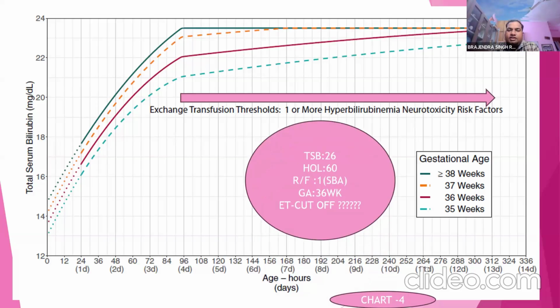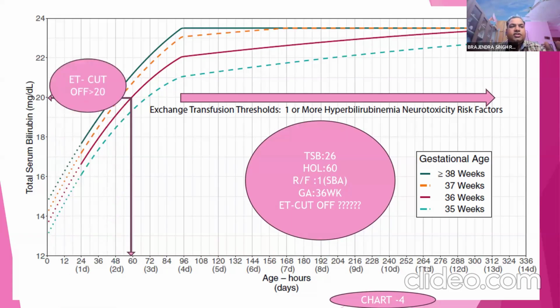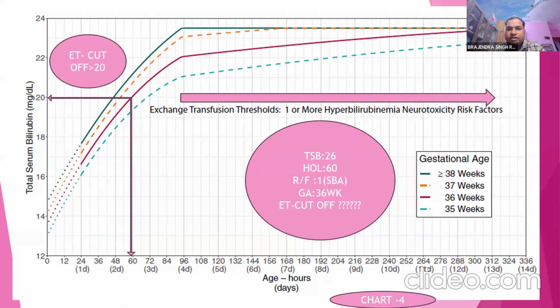Our case was: total serum bilirubin 26, 60 hours of life, risk factor 1, severe birth asphyxia, and gestational age 36 weeks. Now what is the exchange transfusion cutoff for this baby? So just look, this is 60 hours of life, the line touching 36 weeks, and the cutoff is 20. So this baby's exchange transfusion cutoff with neurotoxicity risk factor is 20, and the baby's level is 26.